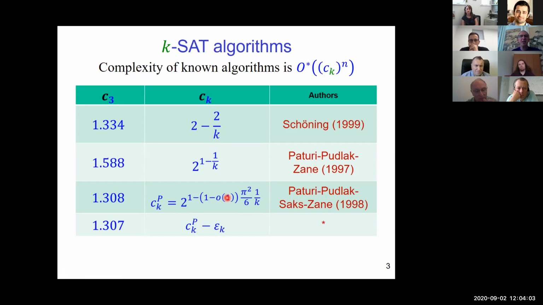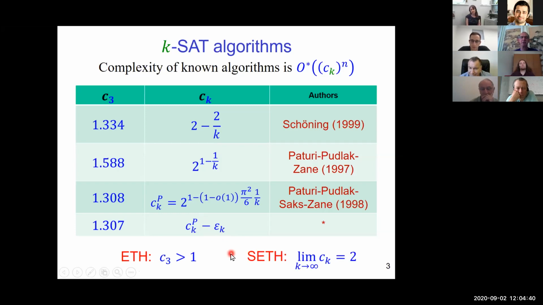What we do here is we slightly improve on the PPSZ algorithm. For k equals 3, we changed the 3rd digit from 8 to 7. Unfortunately, for general k, we still get the same asymptotic behavior. We just managed to lower the base by some epsilon k, by positive epsilon k. Of course, you should mention that the exponential time hypothesis states that C3 is greater than 1. The strong exponential time hypothesis states that the limit of Ck as k tends to infinity is 2. But still the question remains, what are the best constants that we can obtain?